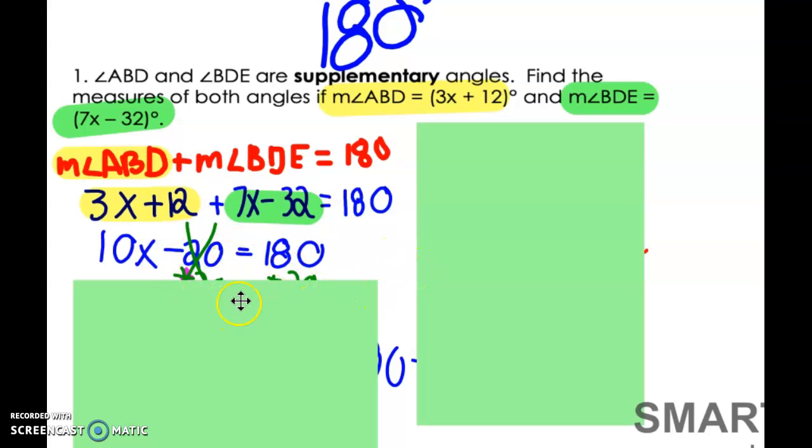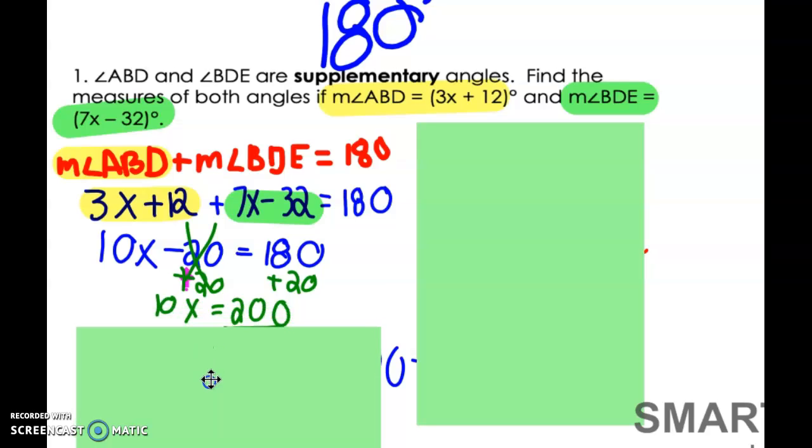So to move something over to the other side, we need to use an inverse operation. So you have to ask yourself, how can I undo subtracting 20? What is the inverse of subtraction? And it is addition. So you're going to add 20 to both sides of the equation. When you do that, you get 10x equals 200.